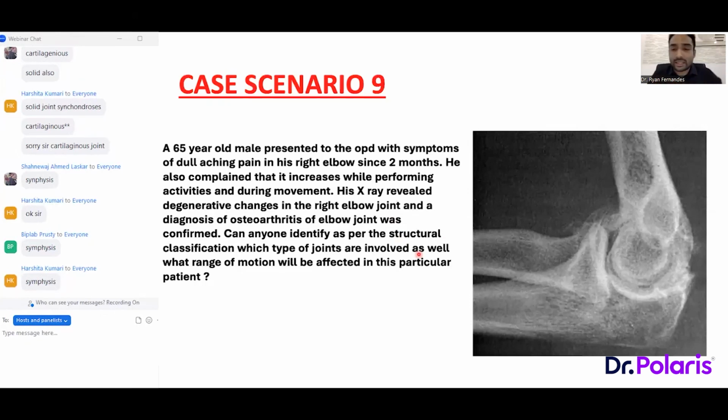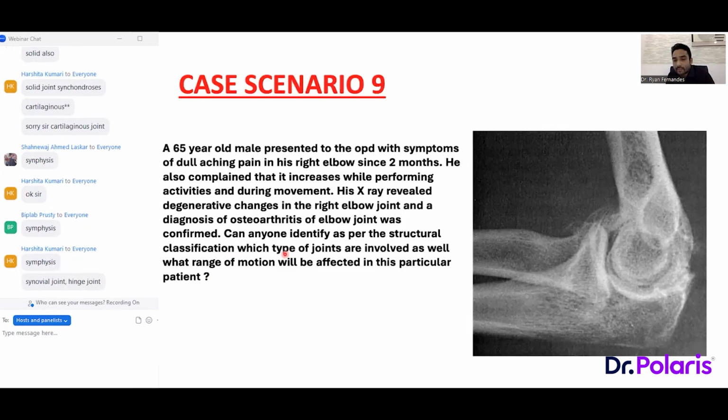So now you are understanding the whole point of studying this joints chapter. Later on, you have to diagnose diseases and explain to the patient what kind of movements will be affected. So now here in the elbow joint, something has happened. Now he can't move. Osteoarthritis, usually a disease associated with old age. Old age is not a cause, it is associated with old age. What is the structural classification and what range of movements will be affected? Synovial or solid? Anyone? Synovial joint, hinge joint. Excellent, Harshita. Synovial joint, hinge joint.